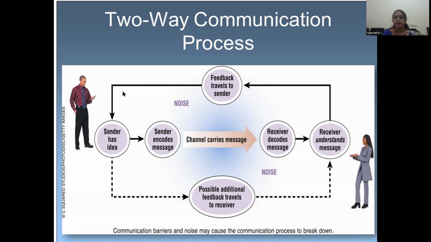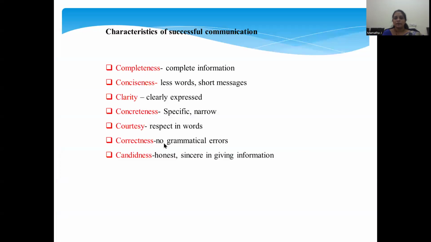Once the feedback is sent, there is also the possibility that additional feedback comes to the receiver from the sender, if at all the message is not properly understood by the receiver. Since the message is passed two-way, this is called the two-way communication process. So this is about the communication process.